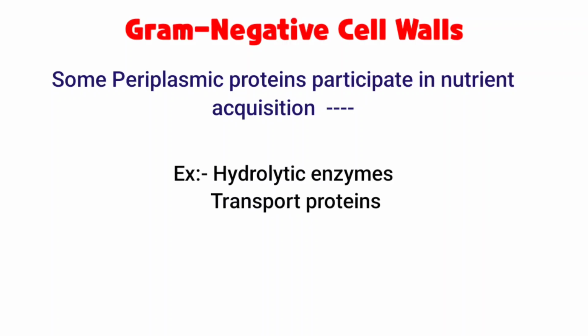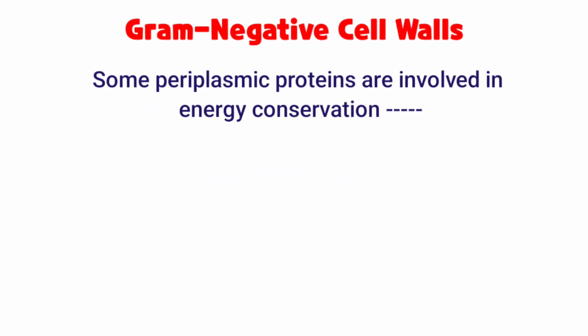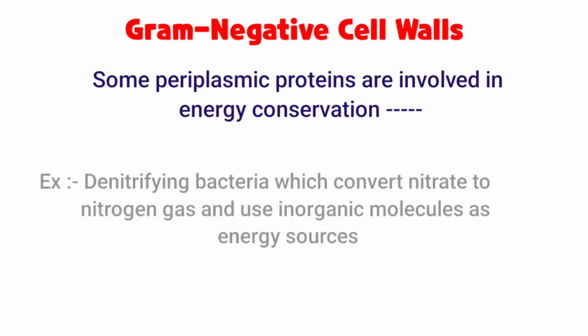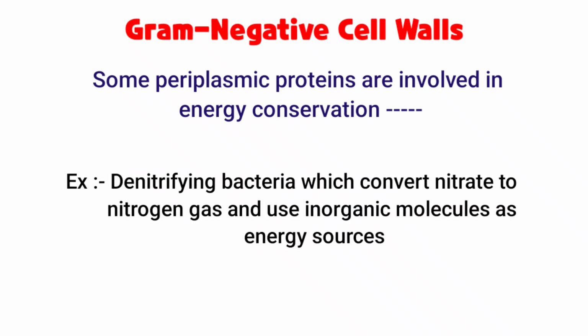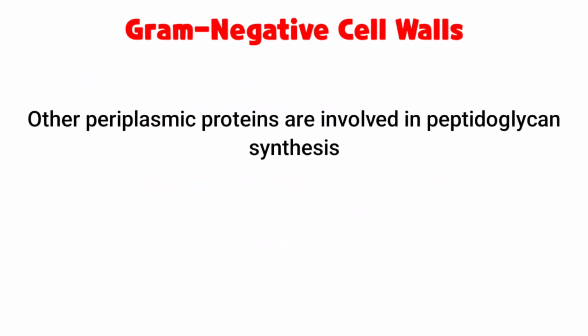Some periplasmic proteins participate in nutrient acquisition, for example, hydrolytic enzymes and transport proteins. Some periplasmic proteins are involved in energy conservation, for example, the denitrifying bacteria which convert nitrate to nitrogen gas, and bacteria that use inorganic molecules as energy sources have electron transport proteins in their periplasm. Other periplasmic proteins are involved in peptidoglycan synthesis and the modification of toxic compounds that could harm the cell.